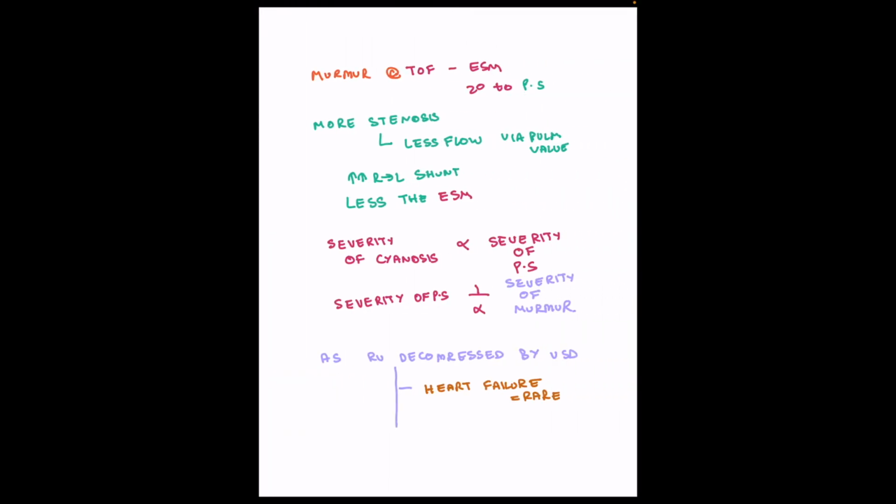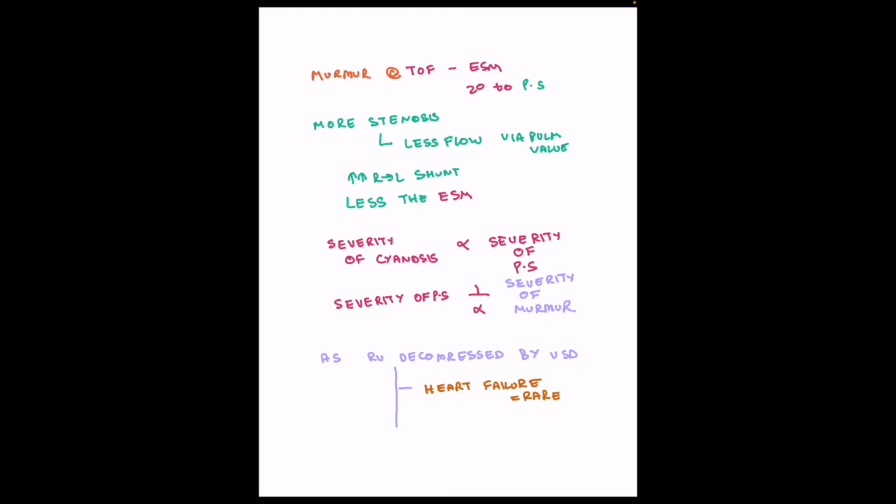The murmur in TOF is often an ejection systolic murmur secondary to the pulmonary stenosis. The VSD murmur is not heard as it is a large VSD. The more the pulmonary stenosis, the less flow across the pulmonary valve, there will be increased right to left shunting, and the ejection systolic murmur will be softer. The severity of cyanosis will be directly proportional to the severity of pulmonary stenosis, and the severity of pulmonary stenosis will be inversely proportional to the severity of the murmur. That is, the more severe the PS, the softer the murmur.